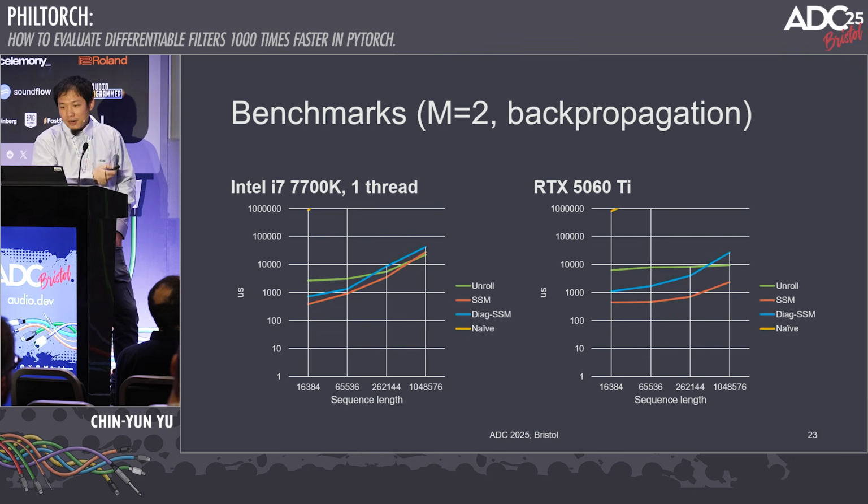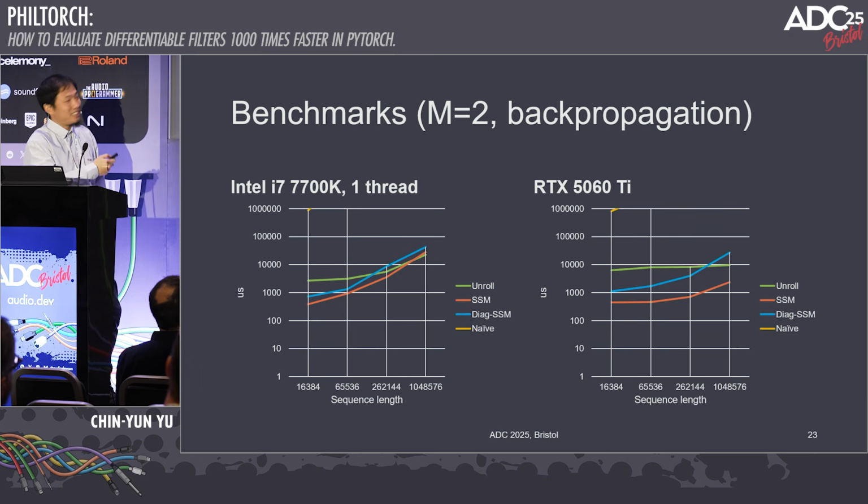The most important part is actually the gradient computation. So let's look at the backpropagation time. So in this chart, the naive method is even slower. So it just went off the chart. You couldn't see it on this. So it's just very high. While all the other methods perform comparably fast.